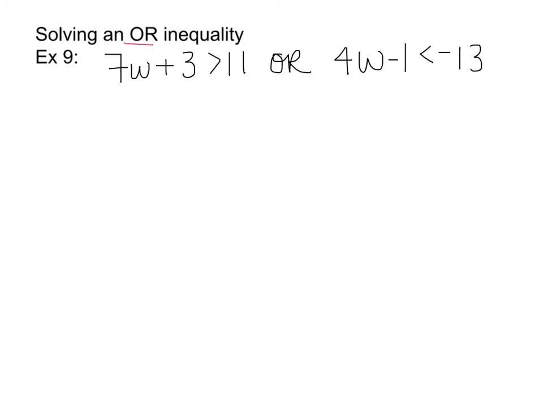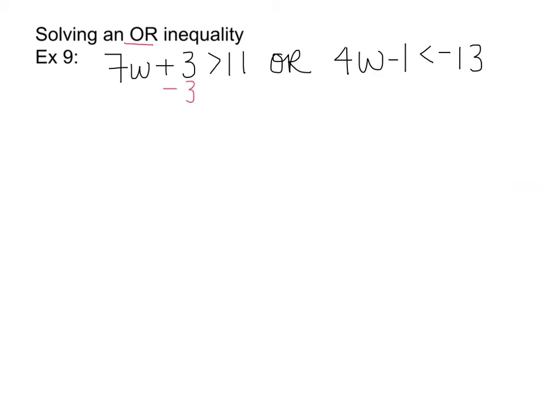So now we are going to move on to solving "and" or "or" inequalities. Let's look at example number 9. We have 7w plus 3 is greater than 11, or 4w minus 1 is less than negative 13. So we solve our two inequalities separately.